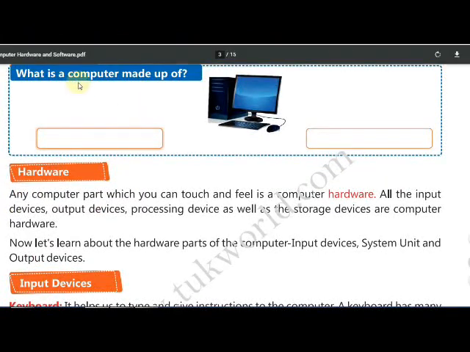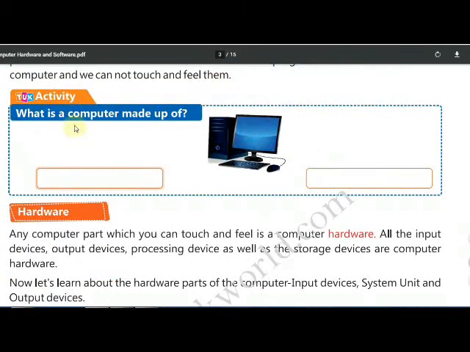Here you have a small activity which you have to solve. It is a picture of a computer and you have to write in these boxes what a computer is made up of. I recently taught these points to you. You have to write them in these boxes.